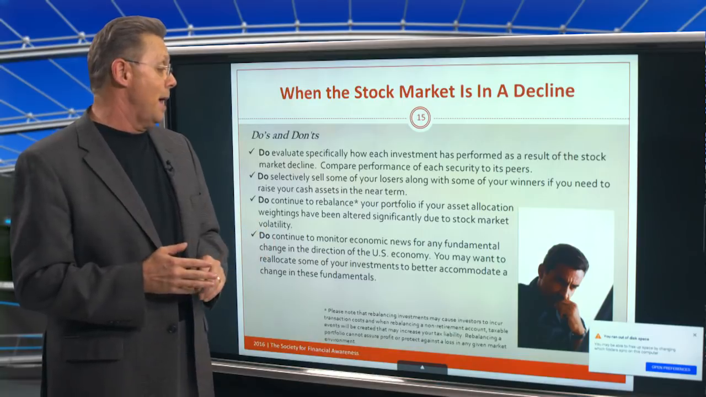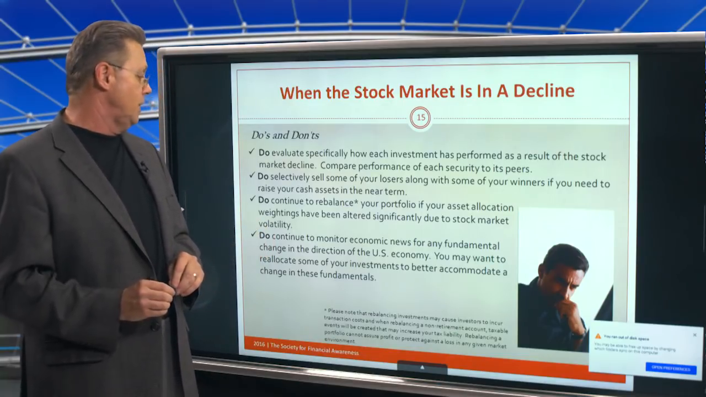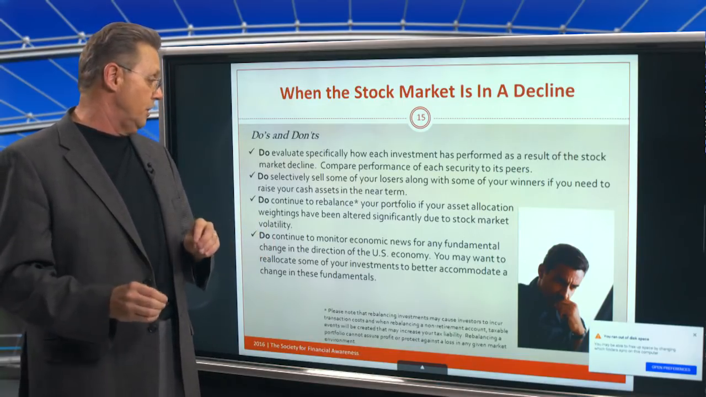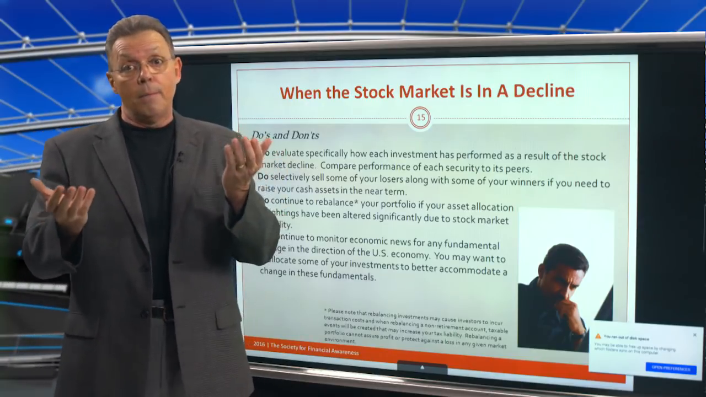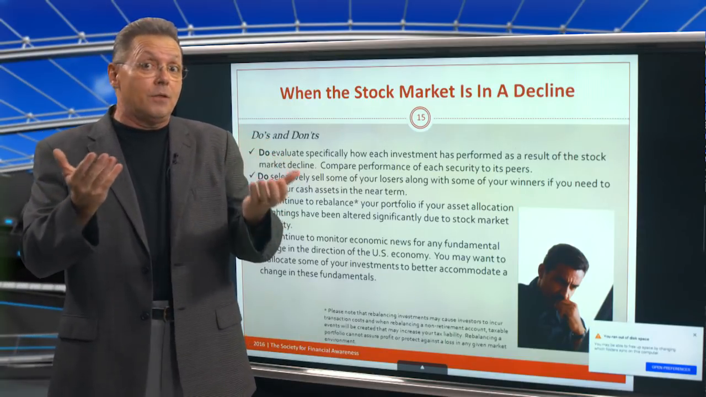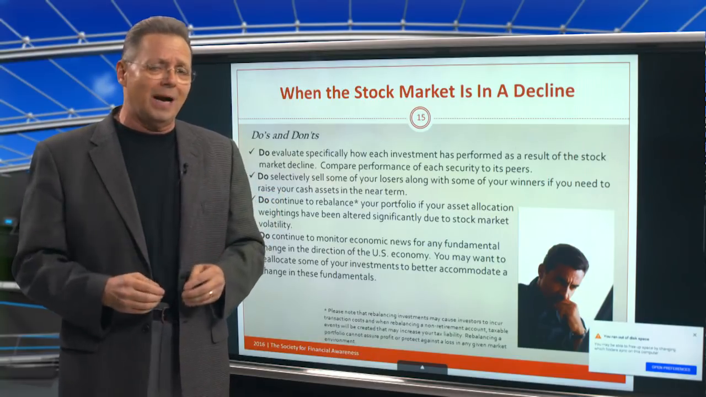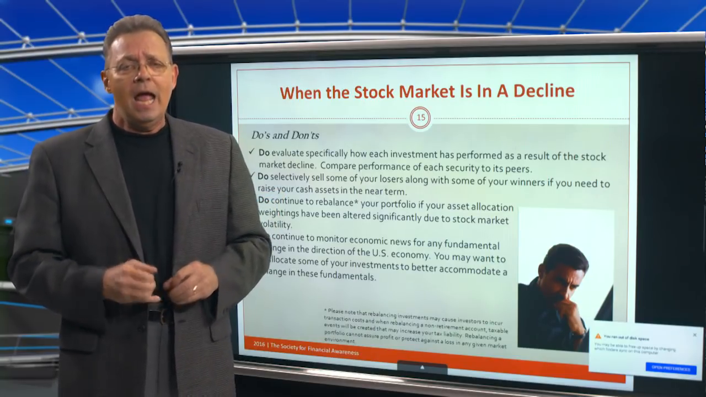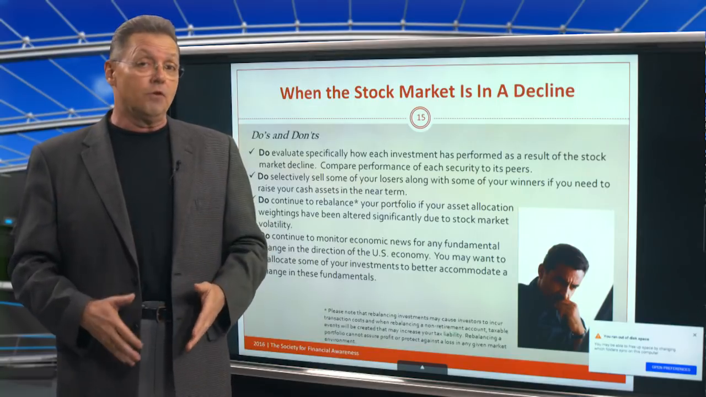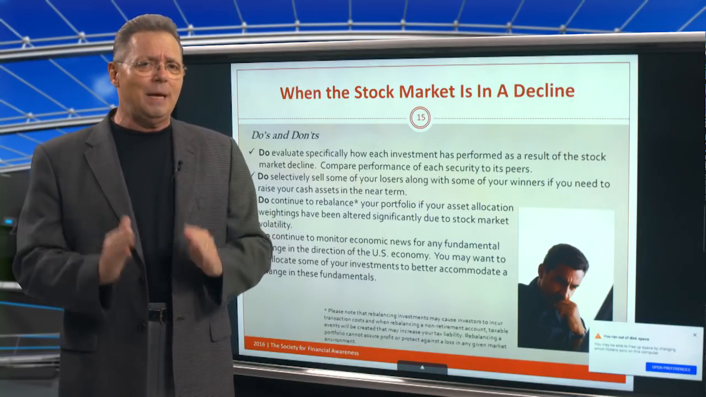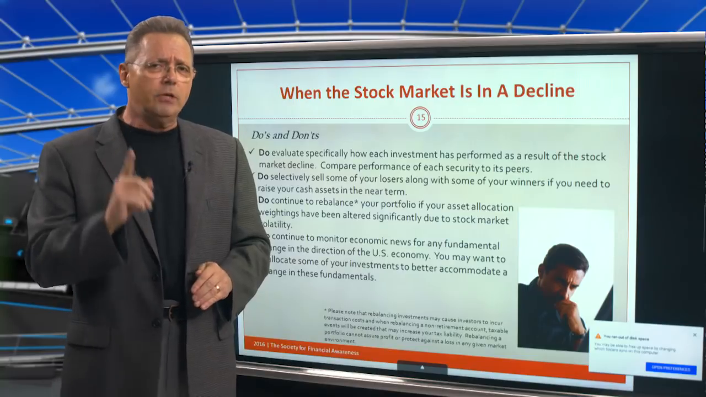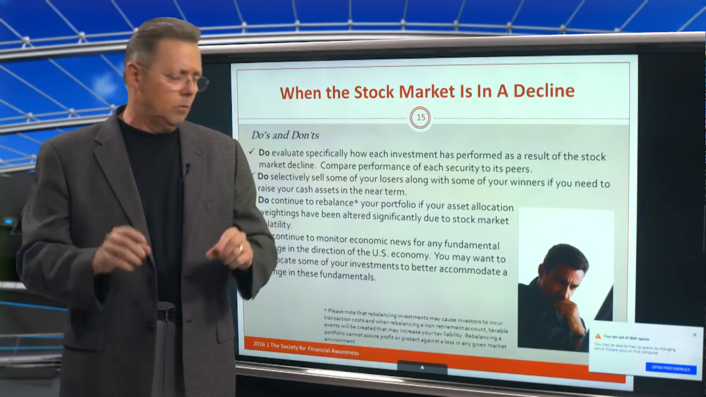Do continue to rebalance your portfolio if your asset allocation weightings have been altered significantly due to market volatility. Listen, assets change their weight and their ability and their beta. You need to kind of look at this. That's why I say it's always important to meet with your financial advisor every single year and see if your goals have changed, see if your risk tolerance has changed. It's great to keep this up. You should be meeting every single year on that basis alone.